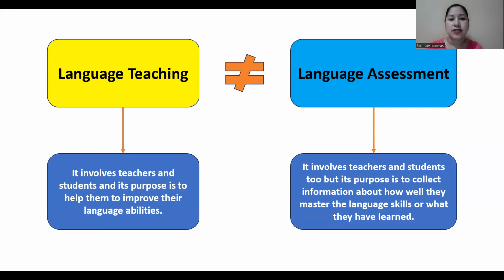This is a longer process, but even if language assessment involves the same public, its purpose is to collect information about how well they master the language skills or what they have learned. Summarizing, the difference lies in their purpose.